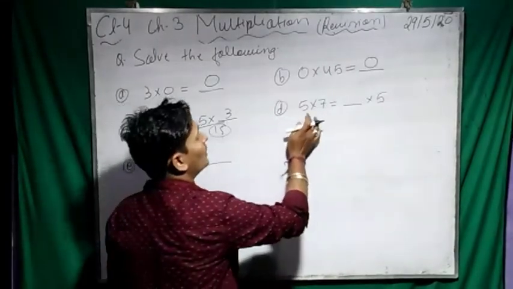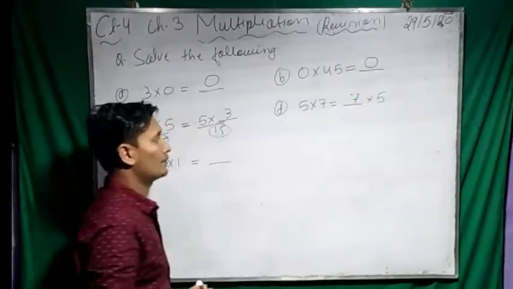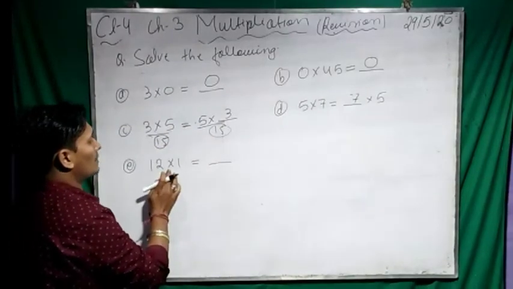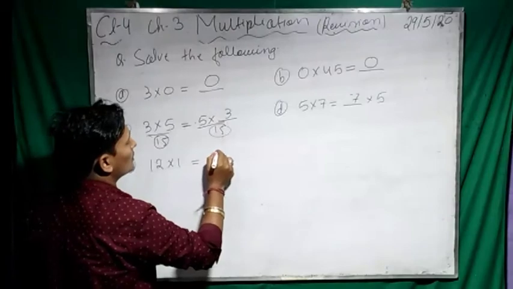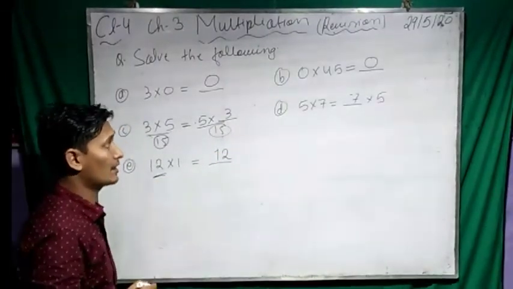Now here, 5 multiplied by 7. So here, 7 multiplied by 5. And this is the identity property of multiplication. 12 multiplied by 1 is the answer itself. The number itself. Got it, children?